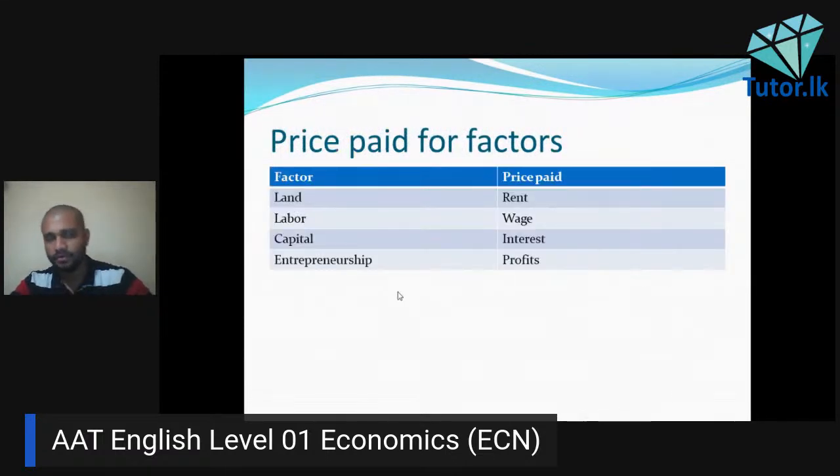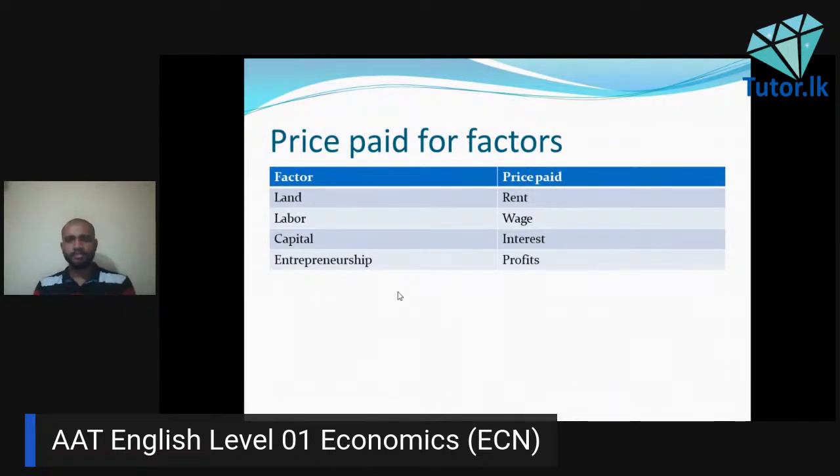Then we will go on to business. Let's say you are running a business. The business is considered to be a separate entity from the owners. That we have learned from the financial accounting aspect. So the business is separate from the owners.